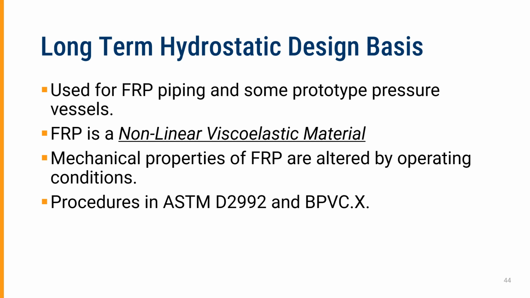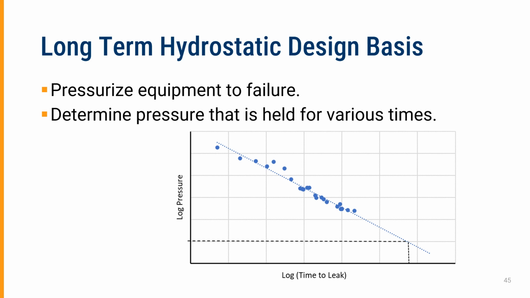Procedures for determining the long-term hydrostatic design basis are available in ASTM D2992, which involves exposing sections of FRP pipe to various pressures for various periods of time. And Boiler and Pressure Vessel Code Section 10 has some discussion of it.